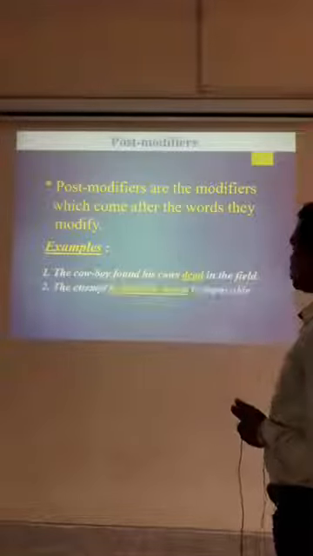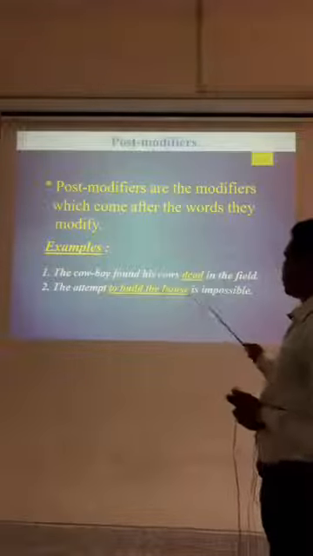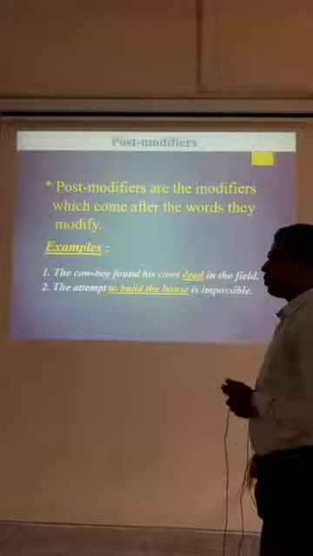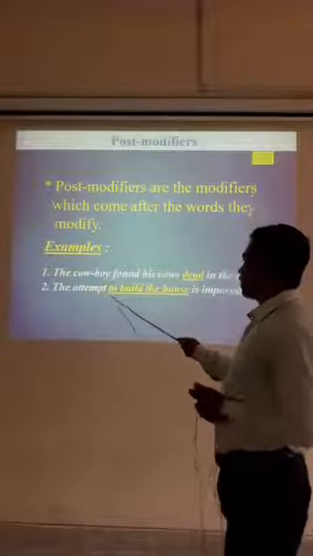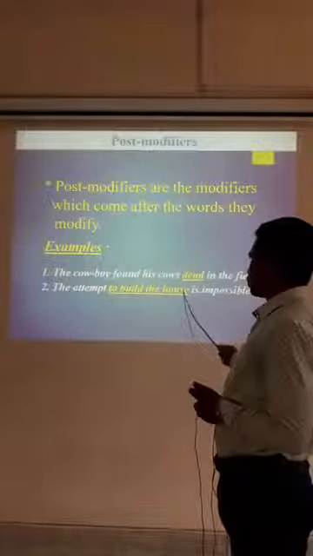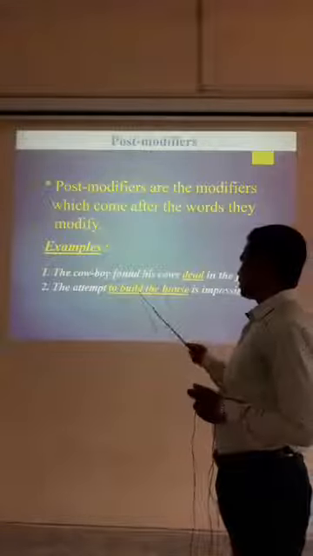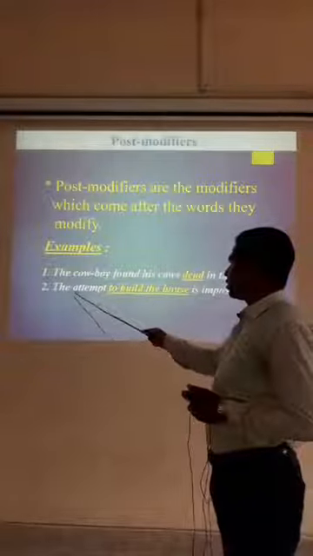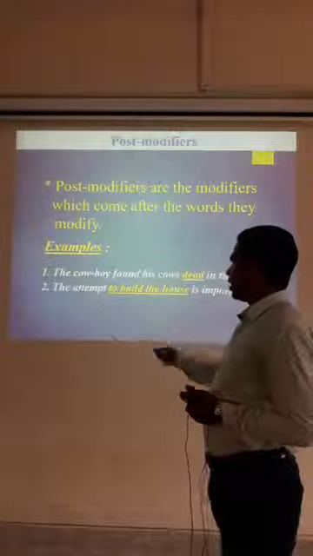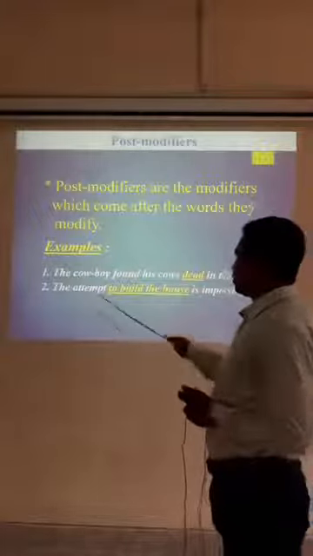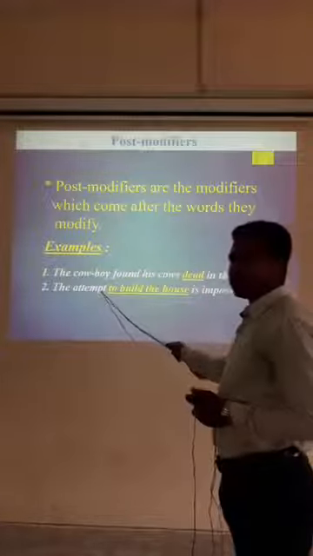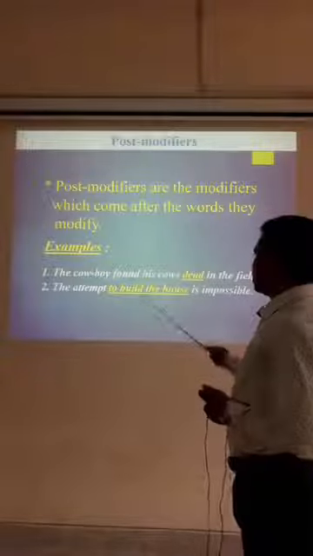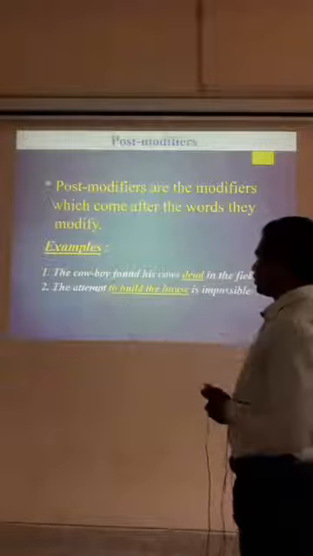Number 2, the attempt to build the house is impossible. After attempt sits the phrase to build the house. To build the house is a phrase. It says something about the word attempt, sitting after the word attempt. So this phrase is a post-modifier. It modifies the word attempt. Number 3.